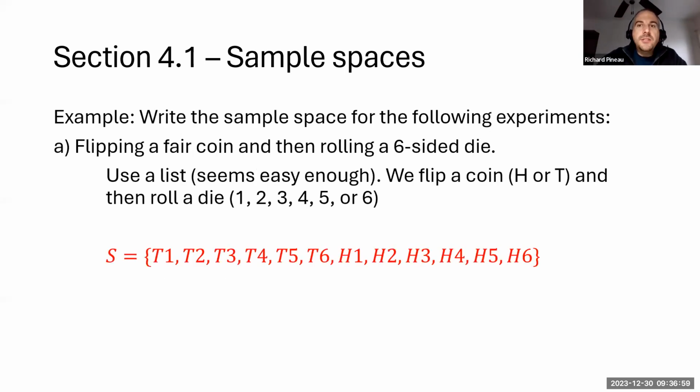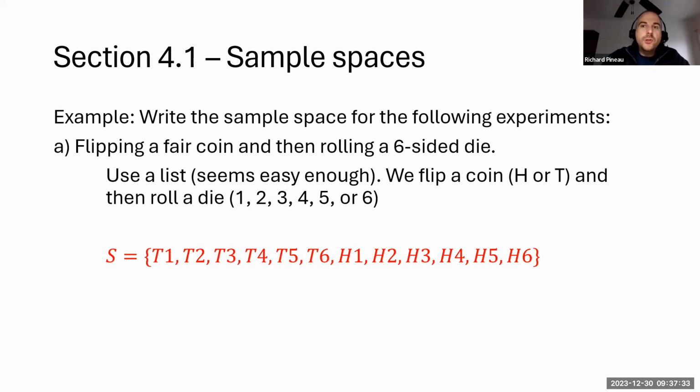So let's write the sample space for the following experiment. Part A says flipping a fair coin and then rolling a 6-sided die. So you're doing sort of two things, right? We're flipping a coin and rolling a 6-sided die. I think it's easy enough that we can just use a list, just power through this if we think through it logically. So we flip a coin. The coin either has a head or a tail, okay? And then we roll the die, and the die has the outcomes 1, 2, 3, 4, 5, and 6.